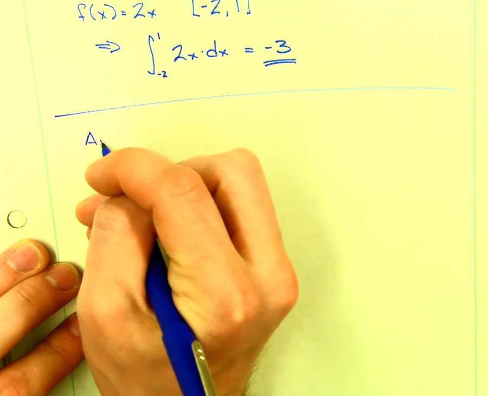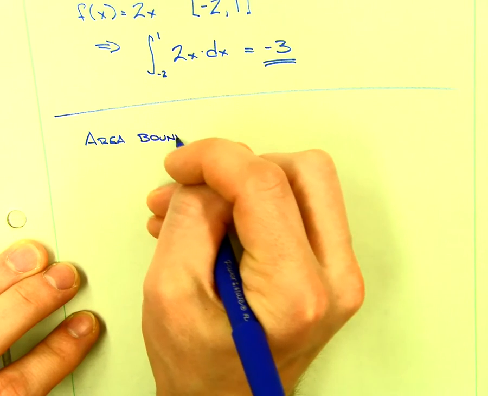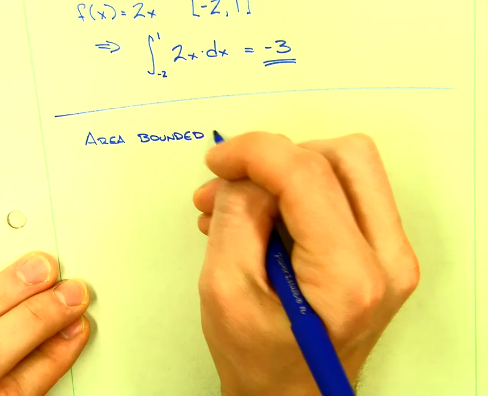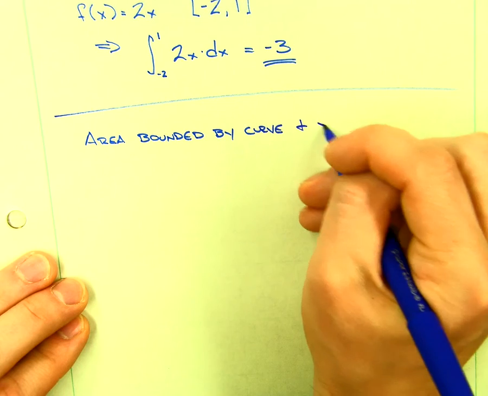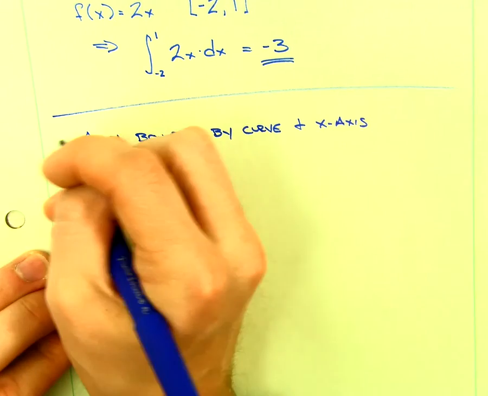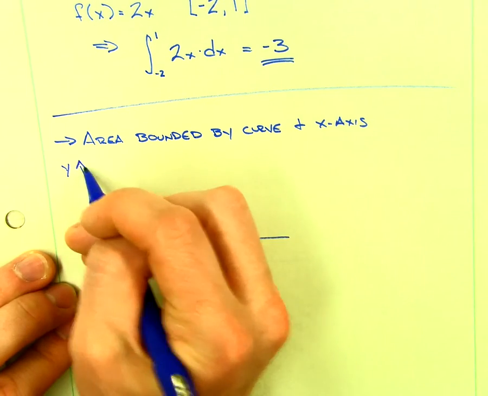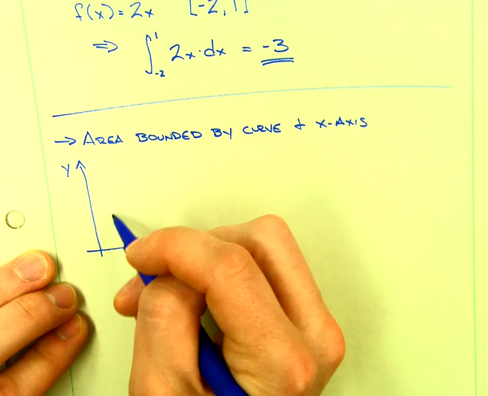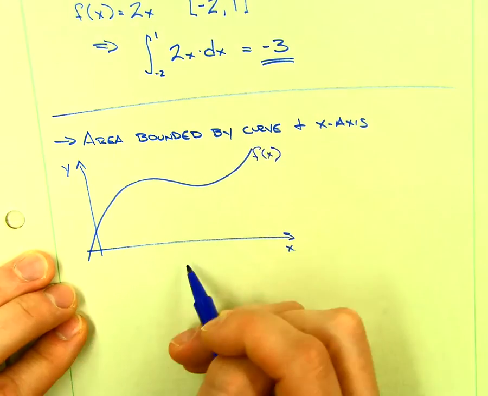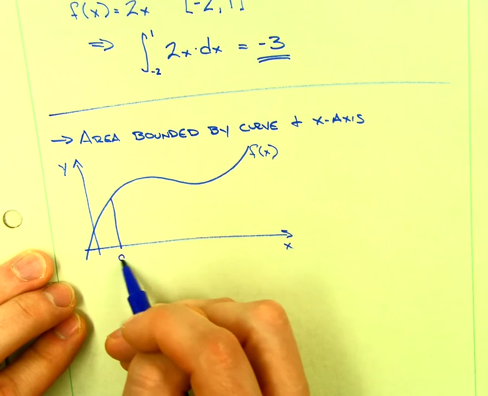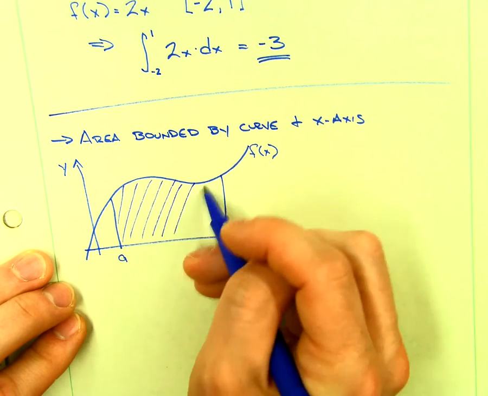So say we have an area bounded by a curve and the x-axis. And just to sort of draw out a general form of this, we've got our y-axis, we've got our x-axis, and we've got some general curve in here. We have no idea. It's some function f of x. Okay? And we're looking at it on the interval from a to b. And so this is the area that we're looking at, everything in here.